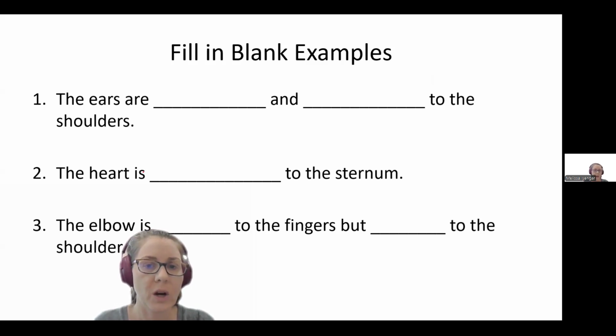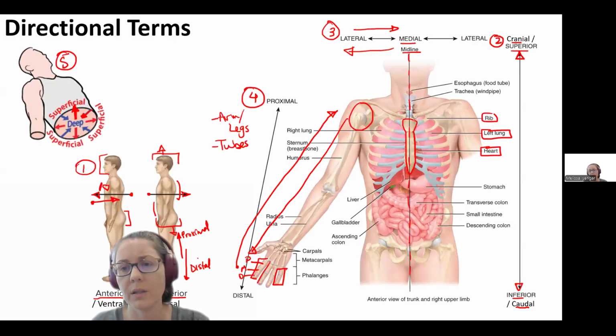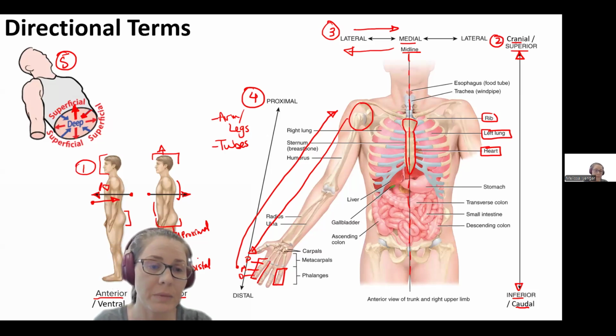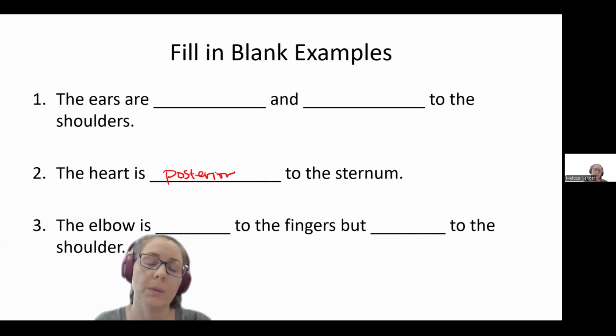So we already see we have the heart is blank to the sternum. Sometimes you guys write deep, but this should be posterior. Remember, the heart is back behind the sternum. I've seen students use medial or lateral because you already know that the heart is not exactly at the midline, but the sternum pretty much covers the heart at the midline and the heart's still at the midline, so don't overcomplicate it.